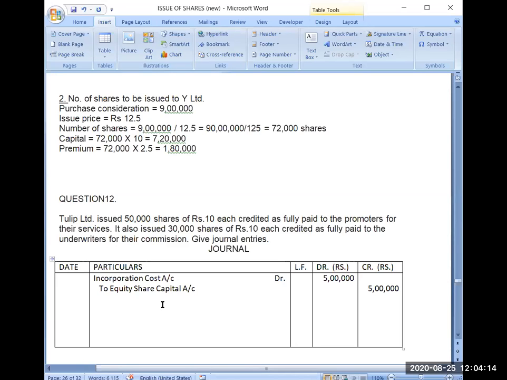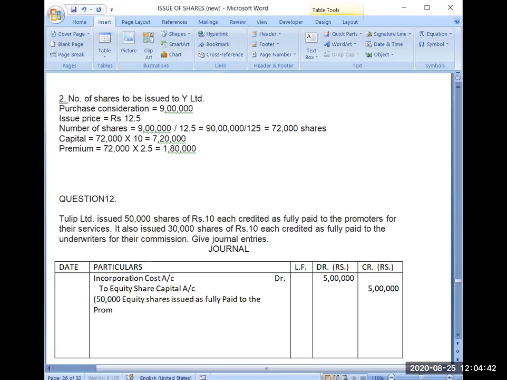Narration will be 50,000 equity shares issued as fully paid. Fully paid means nothing has to be collected from the person to whom we are issuing the shares. As fully paid to the promoters. So this will be the narration.